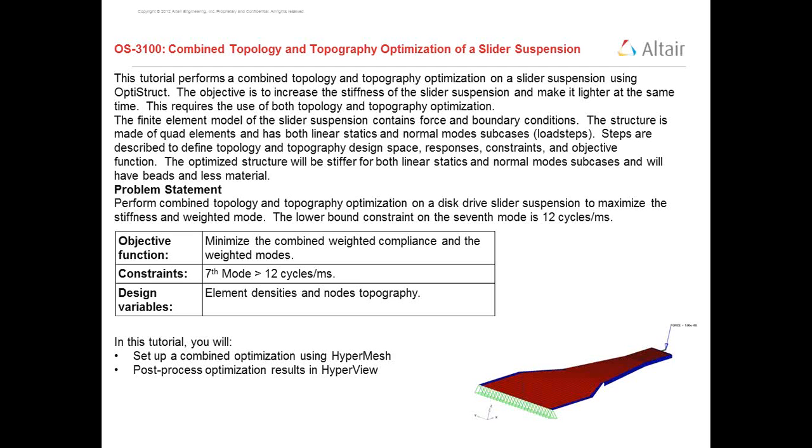So the problem statement is to perform combined topology and topography optimization on a disc drive slider suspension to maximize the stiffness and weighted modes. The lower bound constraint on the 7th mode is 12 cycles per millisecond. My objective is to minimize the combined weighted compliances and the weighted modes. My constraint is the 7th mode should be greater than 12 cycles per millisecond. My design variables are element densities and node topography. So in this tutorial we will see how to set up a combined optimization using HyperMesh, and post-process the results in HyperView.